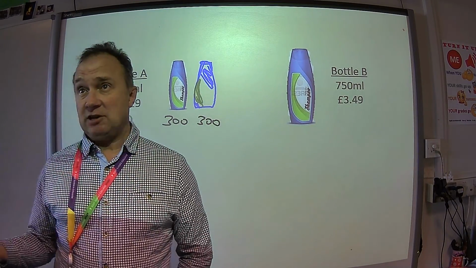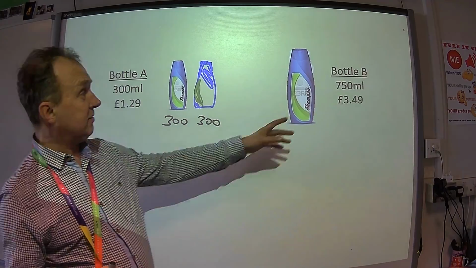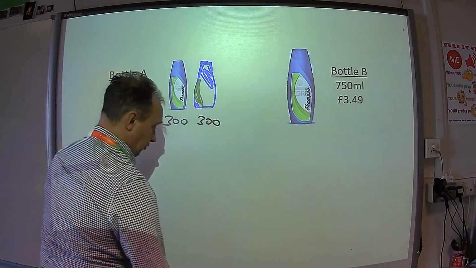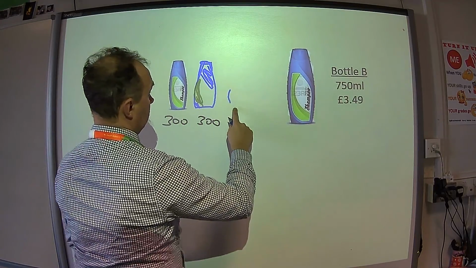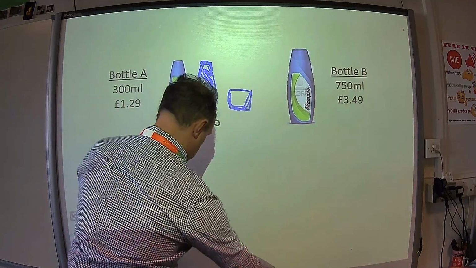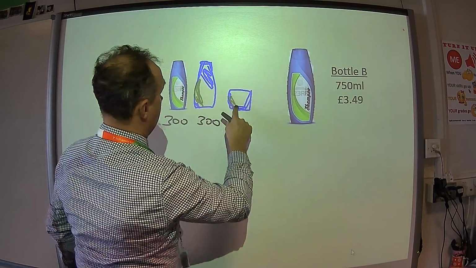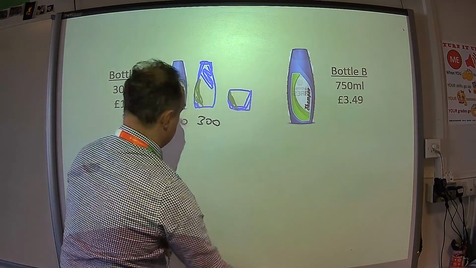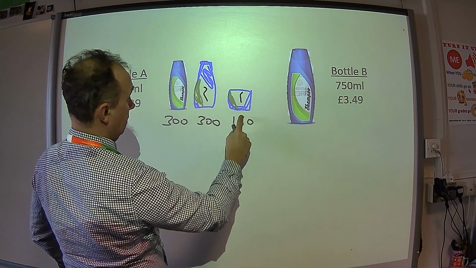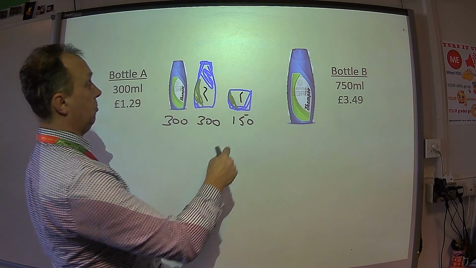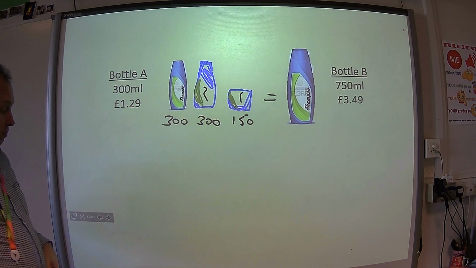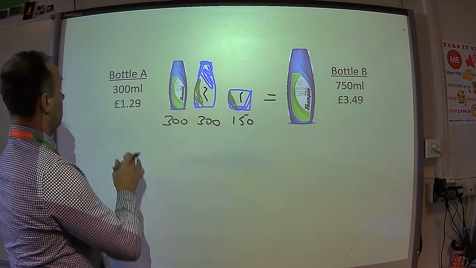I'm now up to 600 millilitres. I now have got to get to 750, so I've got 150 left. So I could get just half a bottle of this. If I've just got a half bottle here, there's half a bottle, and that would be 150. So I now know that 2.5 bottles equals the big bottle. Okay? And I can put some pence to that now, or pounds.